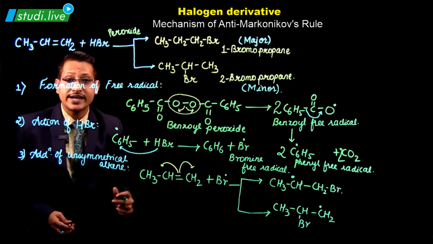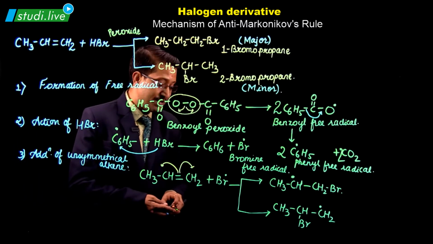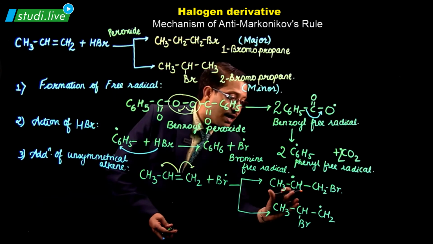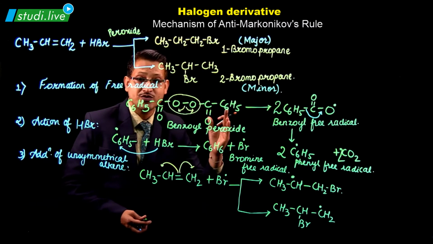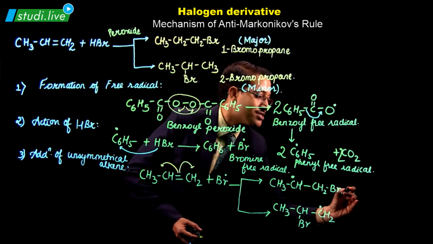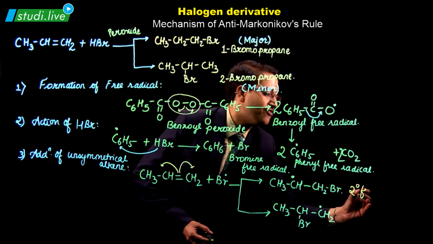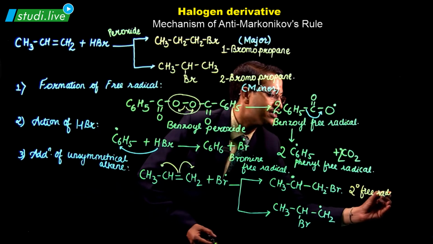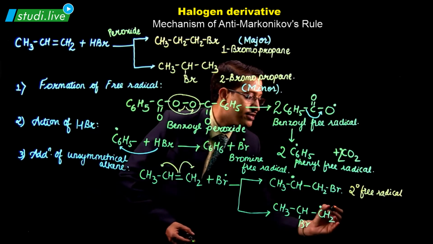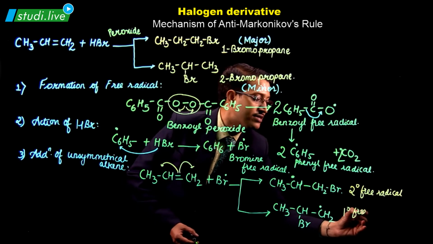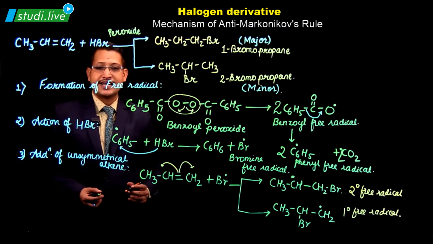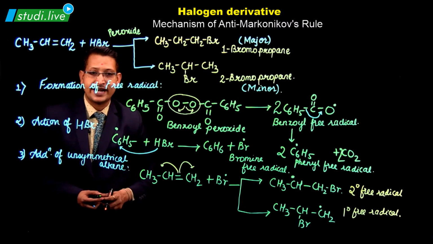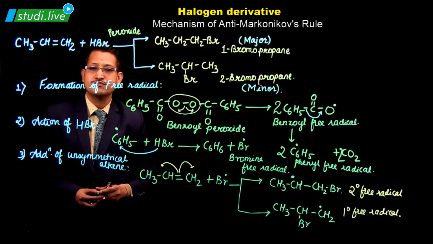Now, what are these free radicals again? Again, the same example we need to talk about. Carbon with one electron, and there are two bonds with it. Which one does that mean? Secondary, correct. So this is a 2-degree free radical, a secondary free radical. And here this is a primary free radical. So it gives you the formation of a secondary free radical and a primary free radical. So two free radicals are formed here.